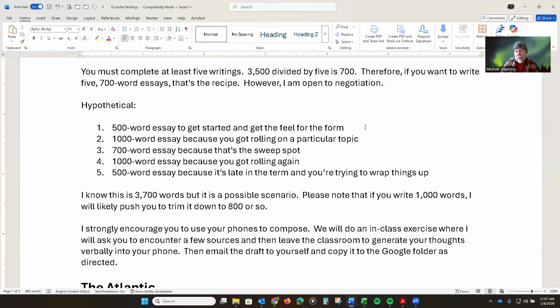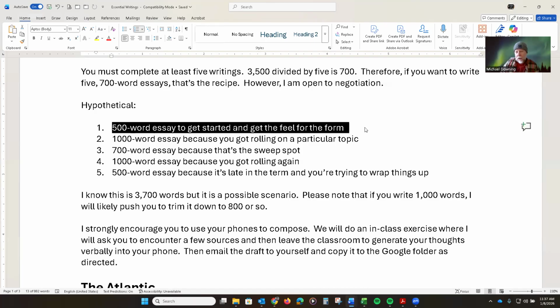Now, one of the things we'll talk about in this class is writing down. So for me, if I'm going to try to get a 500-word essay for submission, I'm probably going to write more words than that, maybe 700 or 800, and then boil it down. We'll talk more about that.